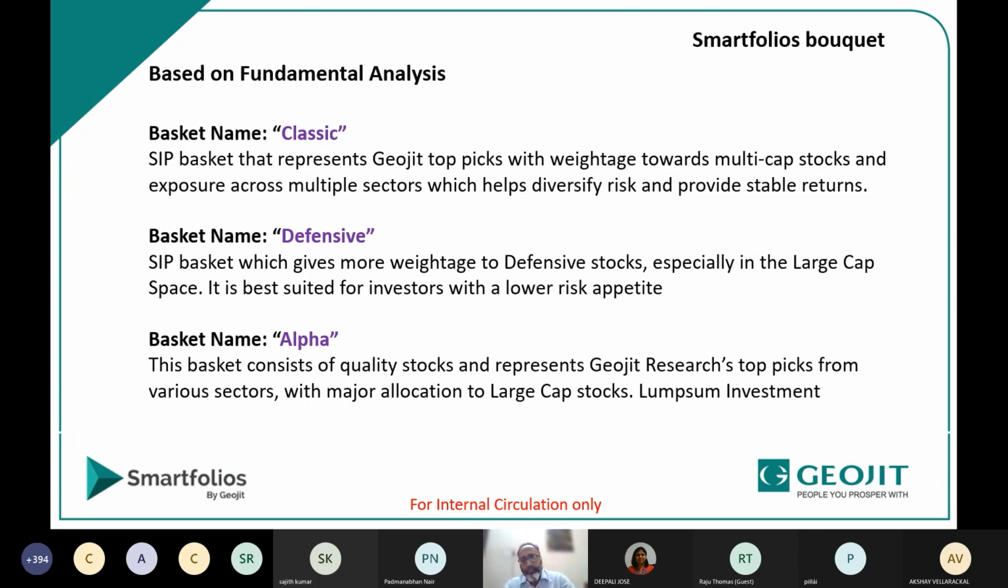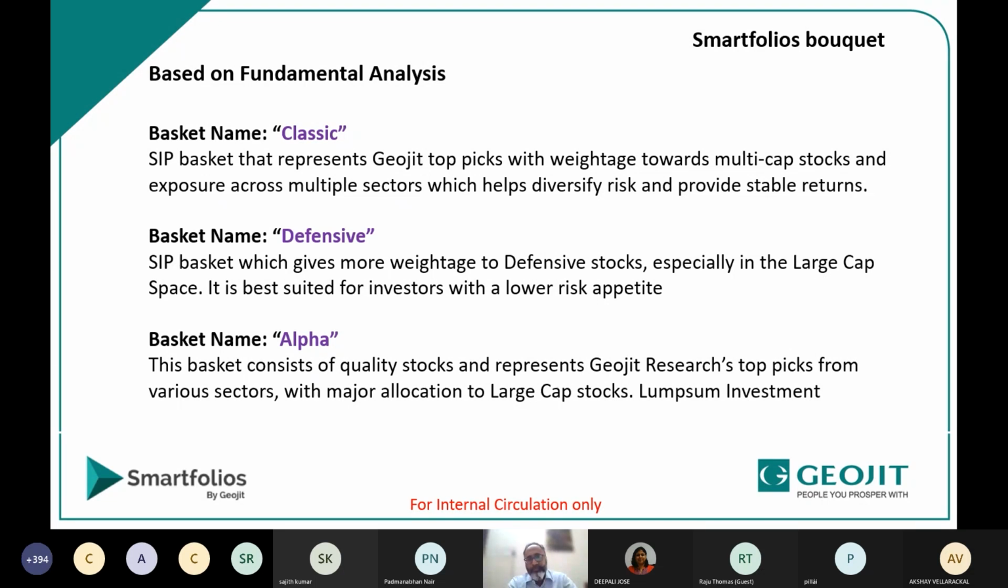Classic represents the top picks from Geojit. It is a multi-cap basket with exposure across multiple sectors. Defensive, again, gives more weightage to defensive stocks, basically stocks in sectors like FMCG, IT, and also in the large cap space. So the Defensive basket gives more weightage to defensive stocks. So it is basically suited for investors with a conservative risk appetite. So these two are the SIP baskets in which you can start your systematic investment plans, be it a weekly investment plan or a monthly investment plan, just like your mutual fund SIPs.